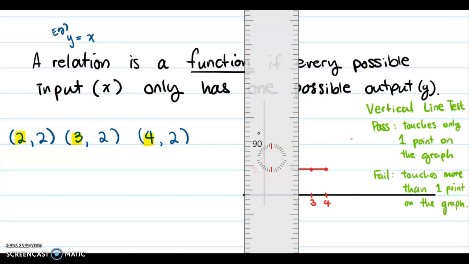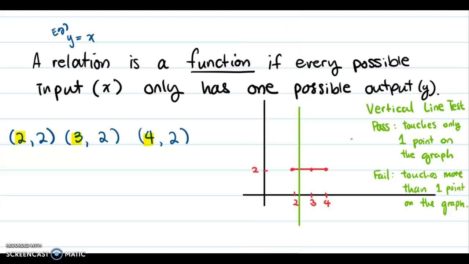We say that a function passes the vertical line test if I were to draw a vertical line anywhere along the graph and it always only touches one point on the graph. And if that's the case, then it passes the vertical line test and it is a function. If at any point on the graph it touches more than one point, then it fails the vertical line test and it's not a function. Again, you can think of functions as just this special type of relation that has to follow this particular rule.